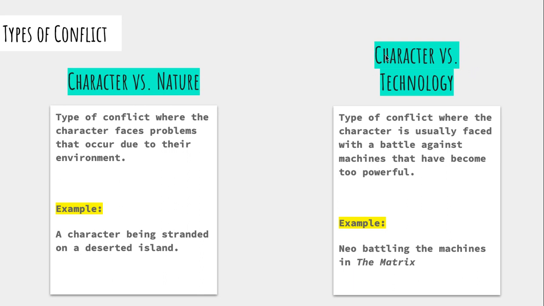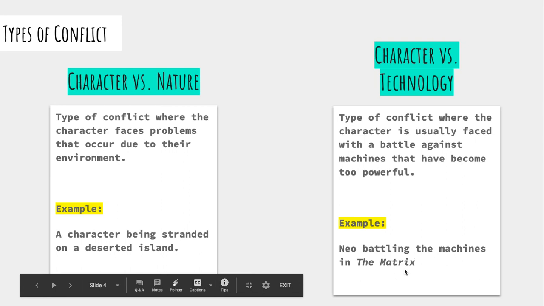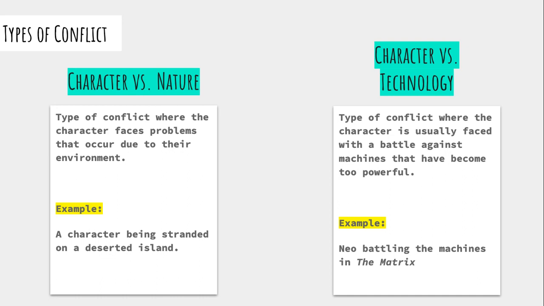And lastly, we have character versus technology. This is the type of conflict where the character is usually faced with a battle against machines that have become too powerful. Okay, so if we're thinking movies, Neo battling the machines in The Matrix, that is a character versus technology conflict. Last year when we read The Veldt by Ray Bradbury, the children's playroom murdered their parents. That is a character versus technology conflict. The technology became too smart, too strong, too powerful, and overcame the humans.